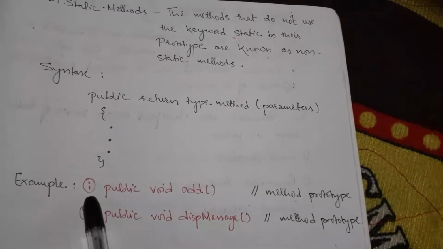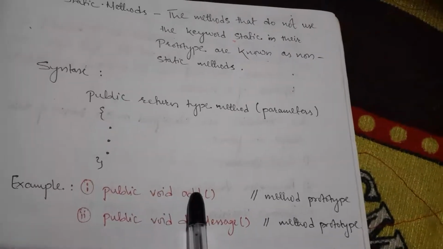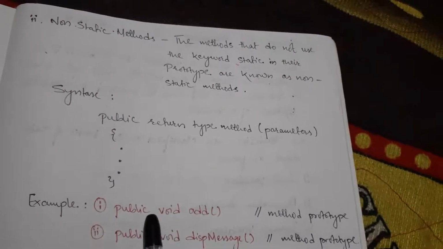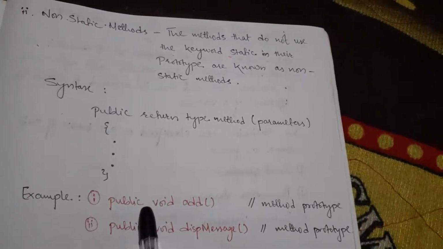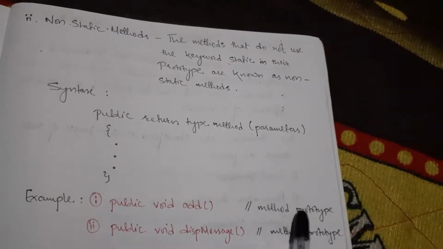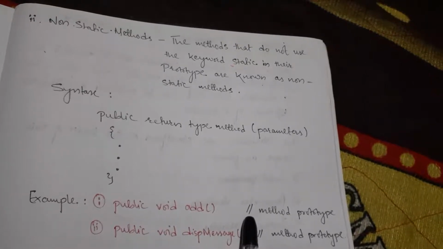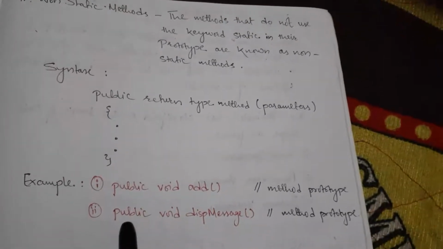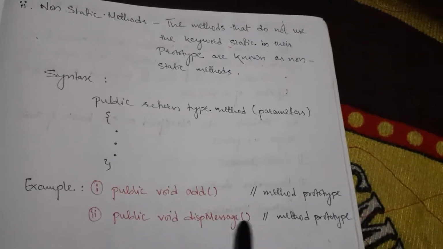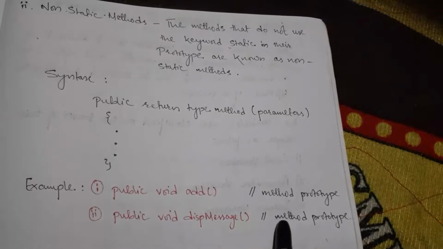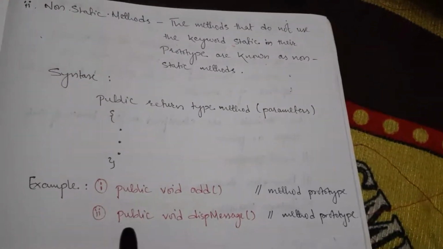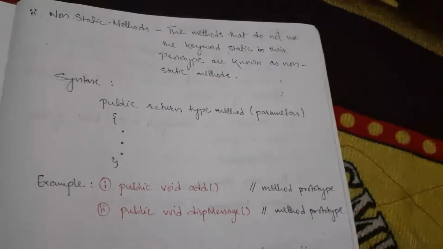The first example, public void add. This is the non-static method. All right, where you don't see the use of the keyword static, this is considered as a method prototype. So I have written this with the help of the single line comment symbol. Now second is public void disp message. This is the second prototype. Okay, and I have written the single line comment, that is method prototype. So this one is also an example for a non-static method where you don't see the use of the keyword static.